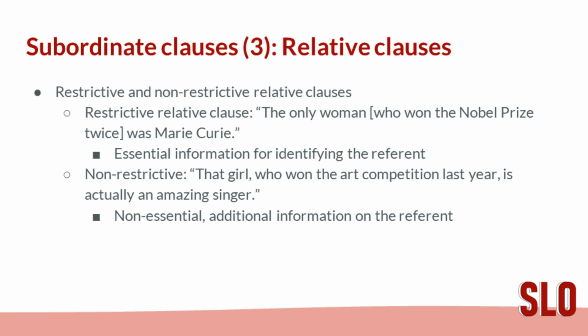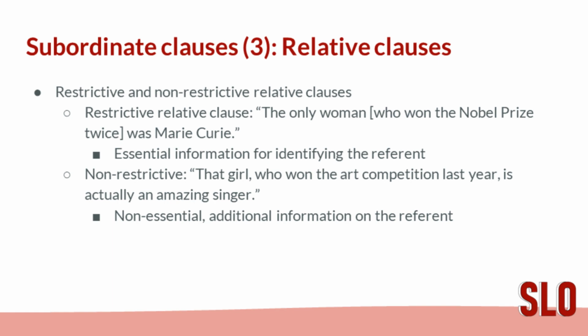A restrictive relative clause provides essential information for identifying the referent of the noun or pronoun. It helps to limit or restrict the reference of the noun or pronoun to a particular group or a subset of that group. In the example, "The only woman who won the Nobel Prize twice was Marie Curie", we see that the restrictive relative clause, "who won the Nobel Prize twice", provides essential information that restricts the reference of possible women. On the other hand, a non-restrictive relative clause gives additional information which is non-essential.